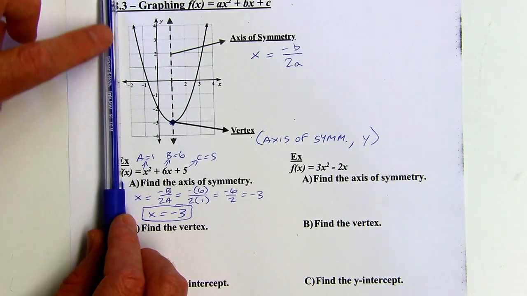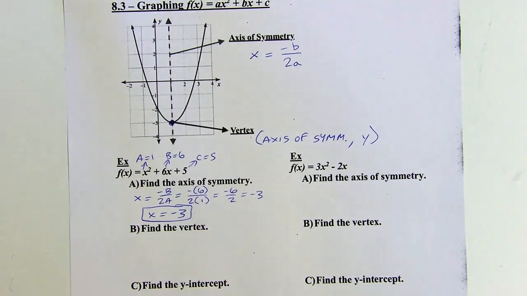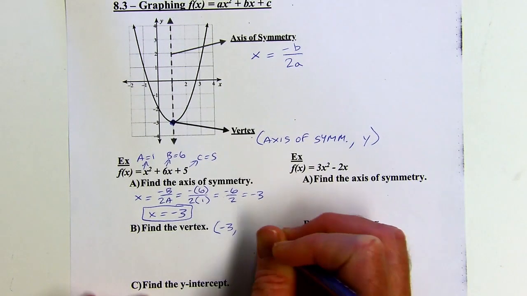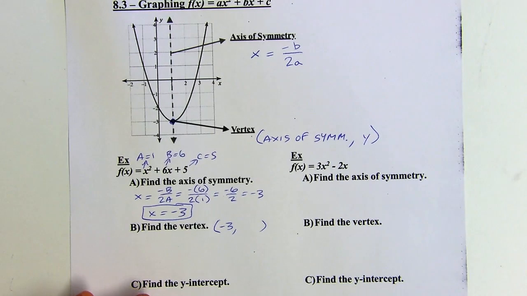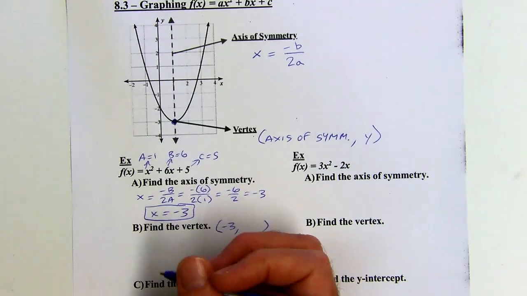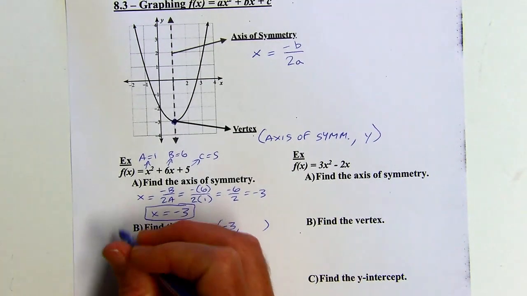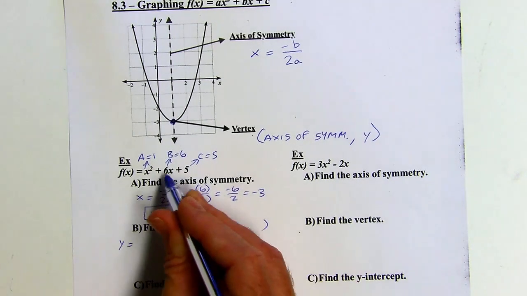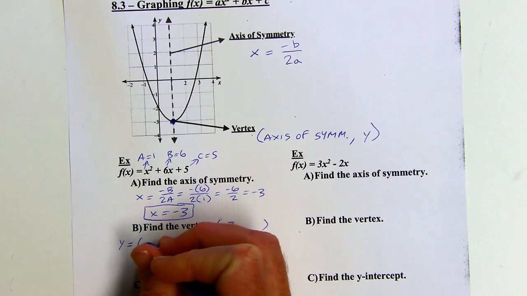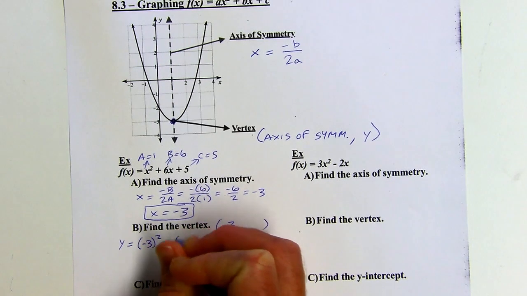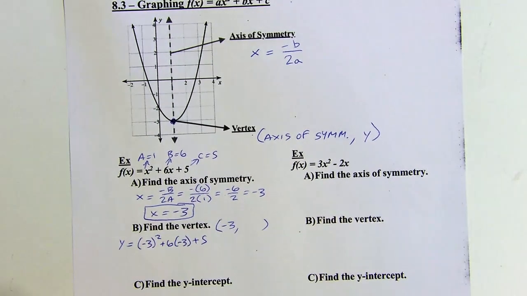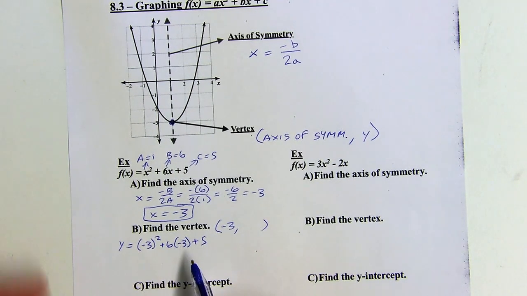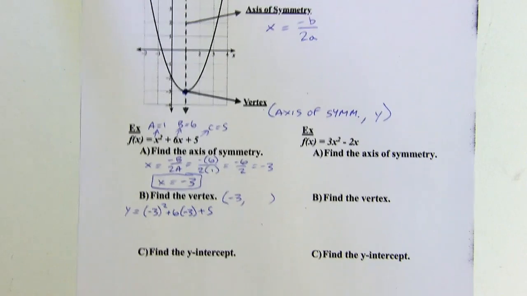Well, I know the vertex is going to be somewhere on the axis of symmetry. So when I'm figuring out what the vertex is, I know the vertex is going to be negative 3 something. So I just have to figure out the y coordinate. And the way I'm going to do that is I'm just going to use y here instead of f of x. I'm going to plug in negative 3 for the x in both positions into the equation. So now I'm figuring out in this equation, when x equals negative 3, what y equals. And then I'm going to use PEMDAS from here.